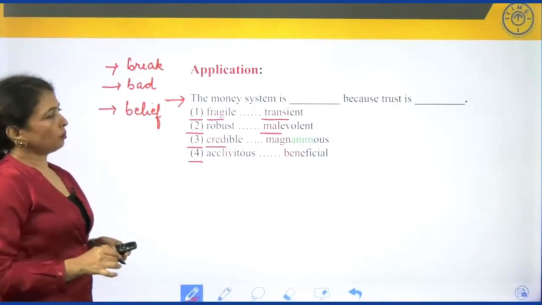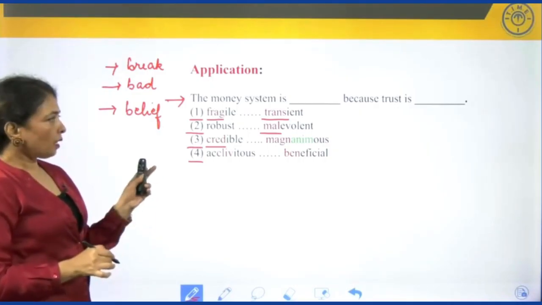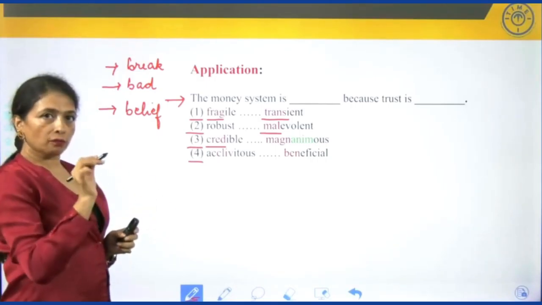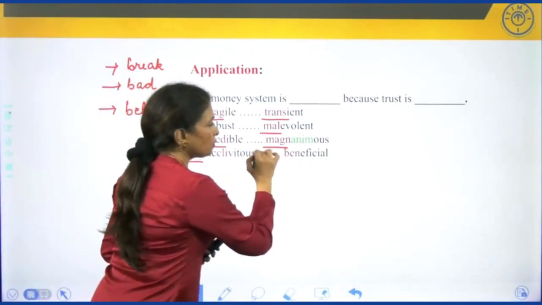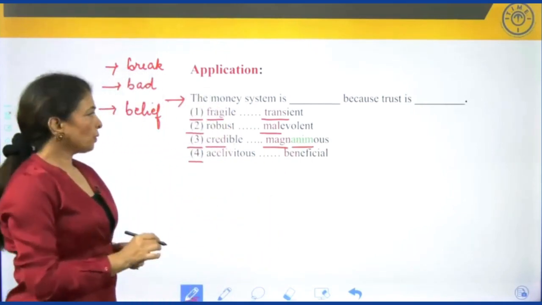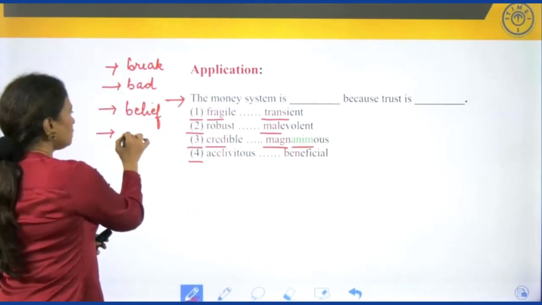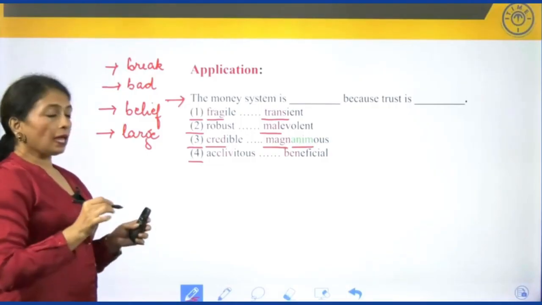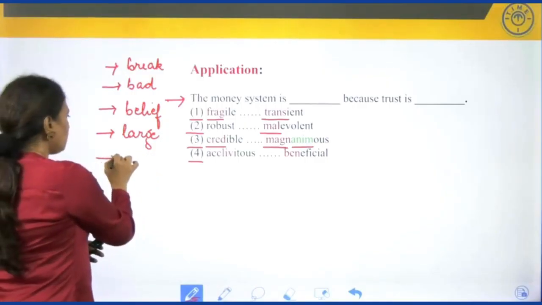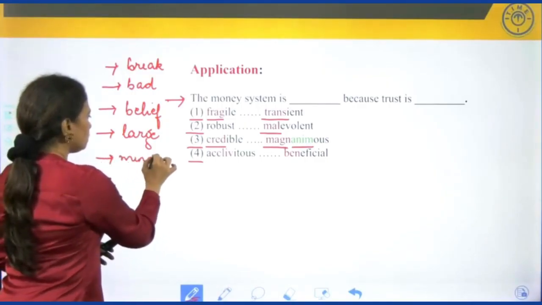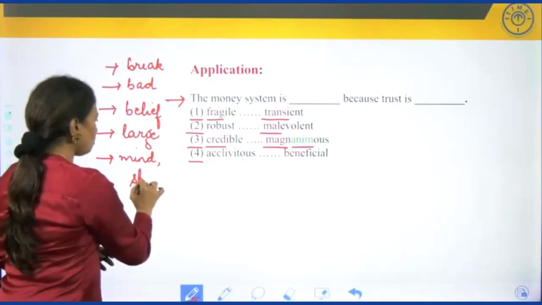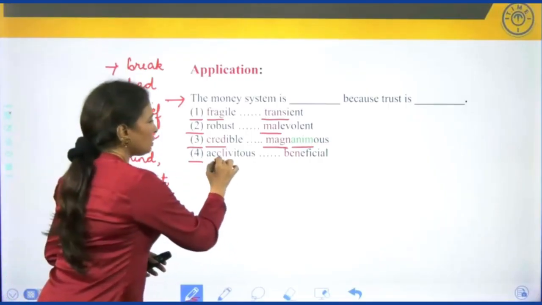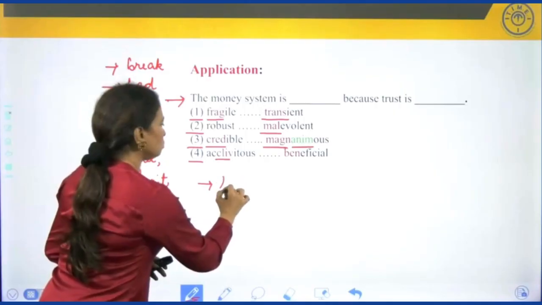And we have magnanimous. Now, if you have observed, there are two roots here, and I've highlighted them in two colors. Mag or magna is one, and animus is another. Mag or magna is something which is large or huge or big in size, and animus refers to mind or spirit. So this word is a combination of two root words. In acclivitus, the root word is cliv, and cliv means to lean.